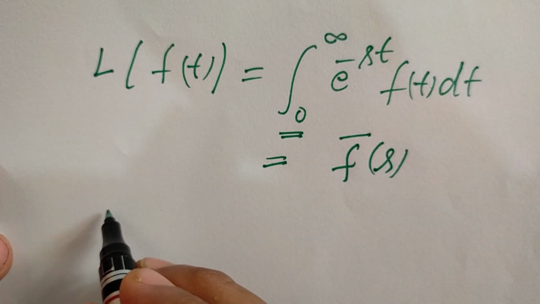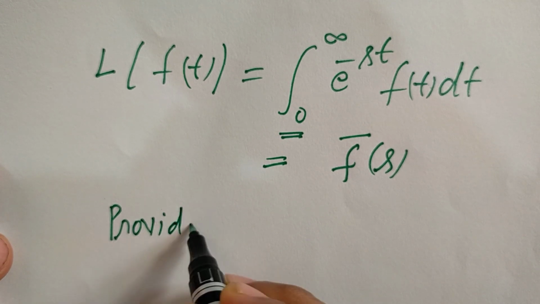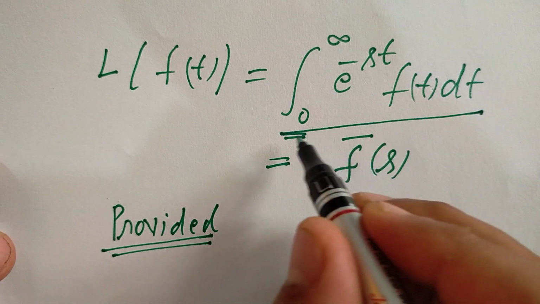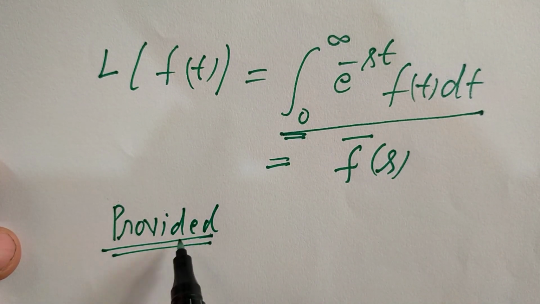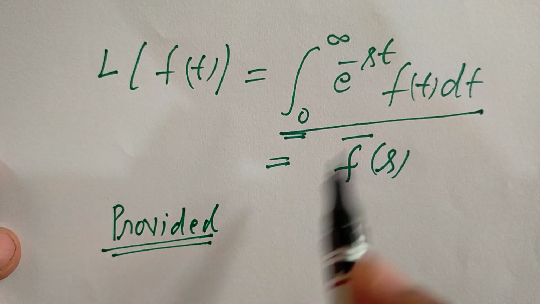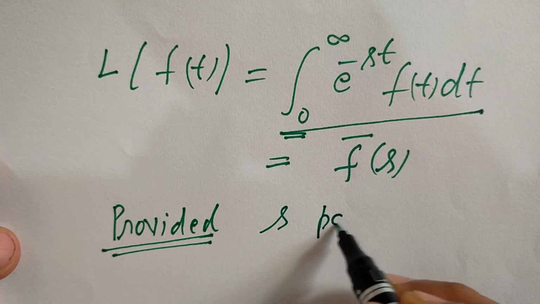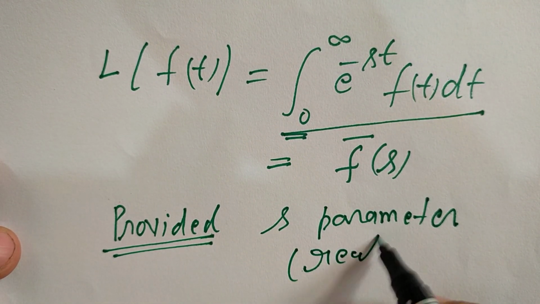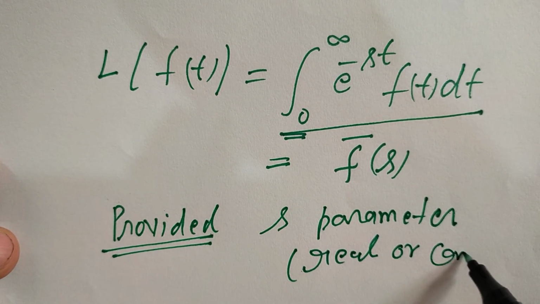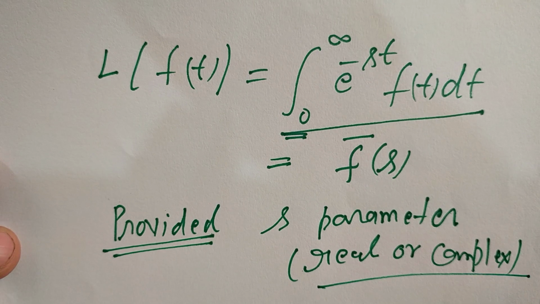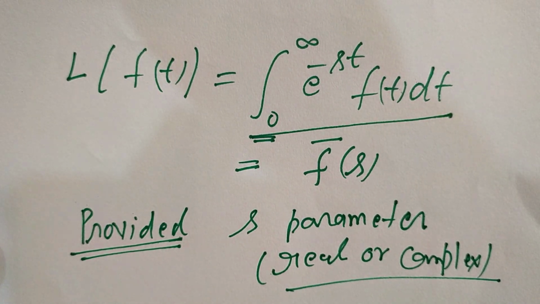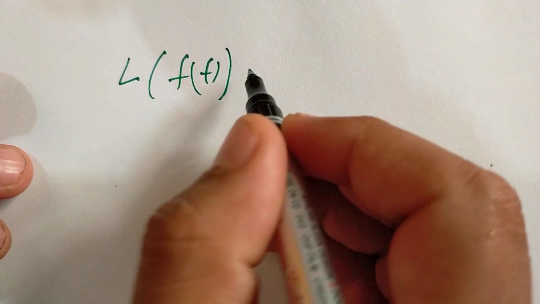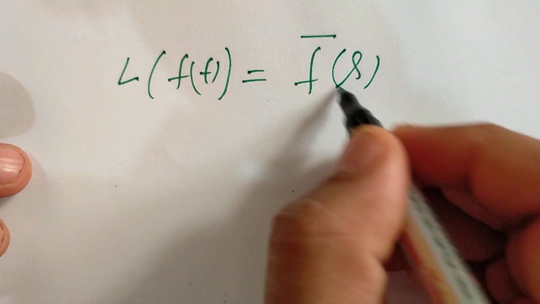provided this integral exists, because this is an improper integral. So provided this integral exists, and s is the parameter, it may be real or complex. So this is the definition of Laplace transform. So Laplace of f(t) equals F(s).